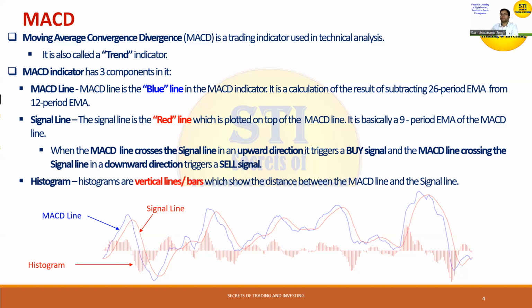Sure, you're welcome. Okay, so the blue line, as I said, is the 26 period EMA minus the 12 period EMA. That is used to calculate and print the blue line. And the red line, the signal line, is simply the 9 period EMA of the MACD line. Once you calculate the MACD line, it just takes the previous 9 periods of the MACD line, which prints the signal line. And the histogram we have already learned.